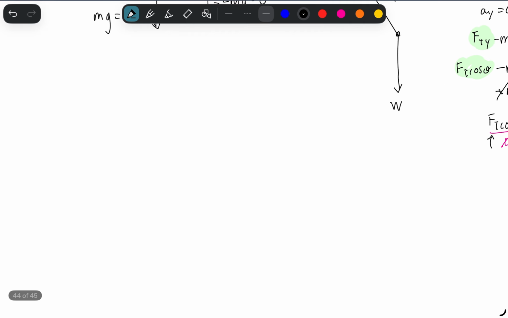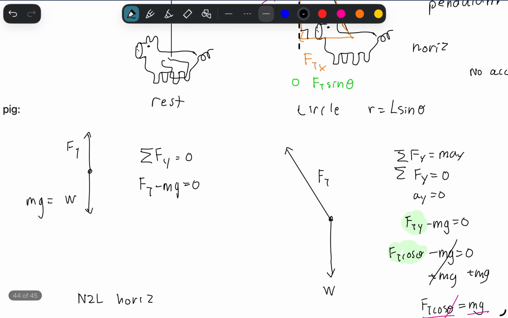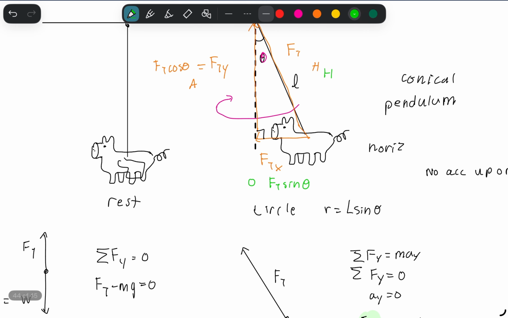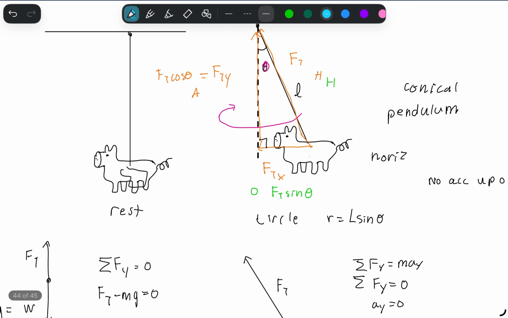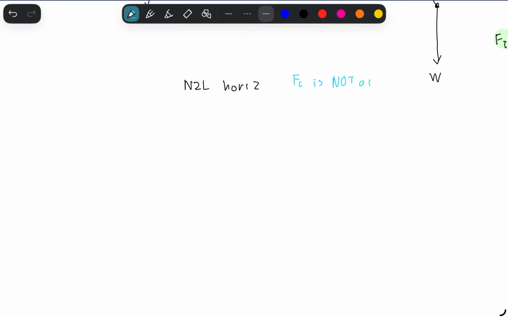Now after this, we can apply Newton's second law in the horizontal direction. We know that when the pig is moving in a circle, it's going to have an inward centripetal force, which is causing it to maintain its circular motion. So Ftx is contributing to your net centripetal force inwards. Fc is not a new force, it is the net force inward. That's not a new force. You wouldn't draw that on an FBD.